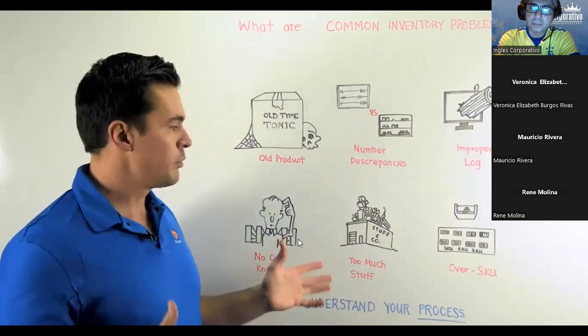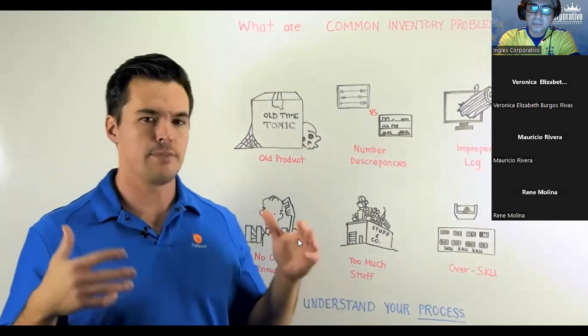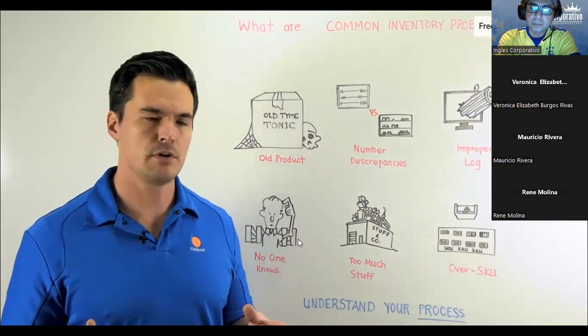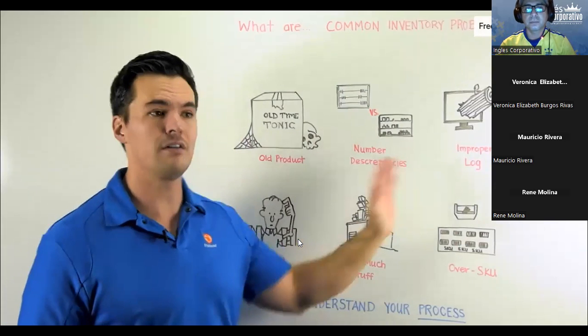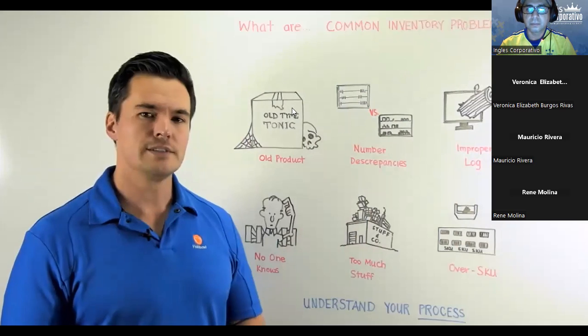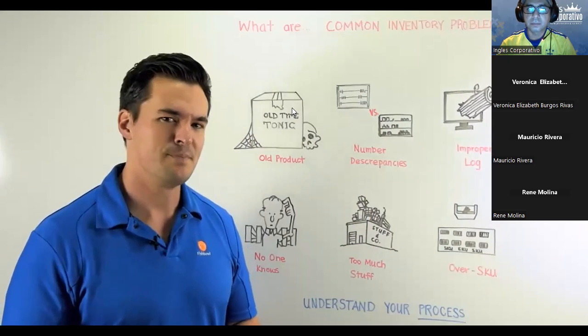So, just a few of the problems that you may face, and if there's something where you need automated software solutions, feel free to check out Fishbowl. Lots of features that cover all of these dilemmas, and we'll make sure to keep addressing more of these things. That's this Whiteboard Wednesday. See you next time.